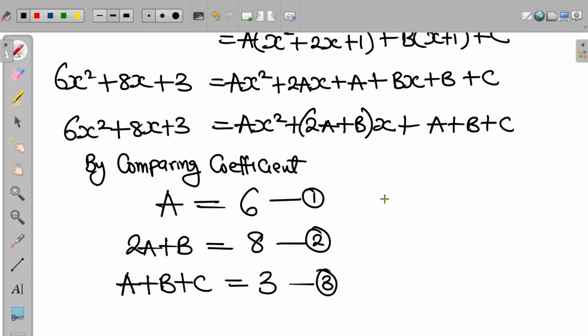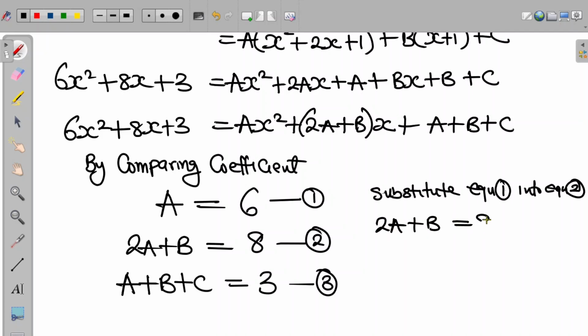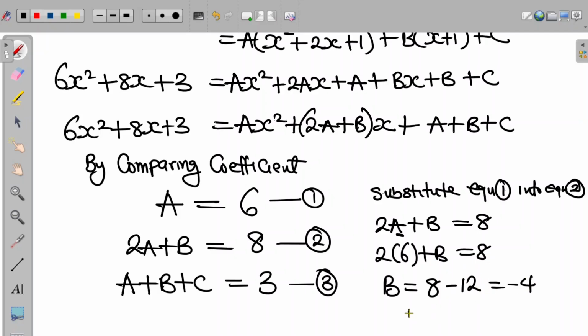Now, to obtain the value of b, let us substitute equation 1 into equation 2. So we have that 2a plus b is equal to 8, but a is equal to 6. So therefore, we have 2 multiplied by 6 plus b is equal to 8. So 2 times 6 is 12. Now, if we move 12, which is 2 times 6, to the right-hand side, this becomes negative 12. So b is equal to 8 minus 12, which is negative 4. So therefore, b is equal to negative 4.